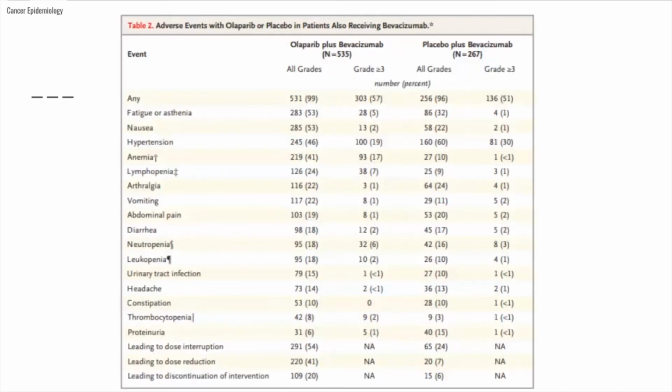and then the side effects. Olaparib did reduce disease and progression, but it was followed by side effects in all grades. It increased pretty much all grades. And then for grade 3, there's an increase in anemia and lipemia.